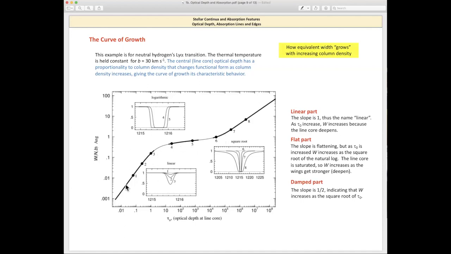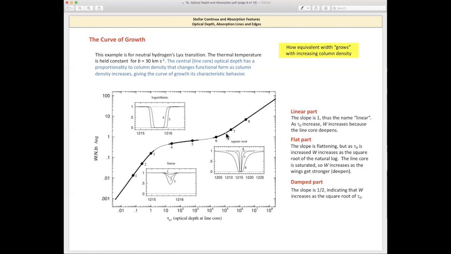So we call this the linear part. We call this the flat part because it's fairly flat. And we call this the damped part, or sometimes the square root part, because the slope here is 1/2. For if you did go up a factor of 10 in column density, then you go up as the square root of 10, or 3.17 or whatever it is, in equivalent width.